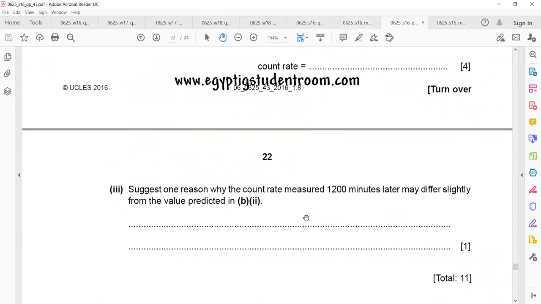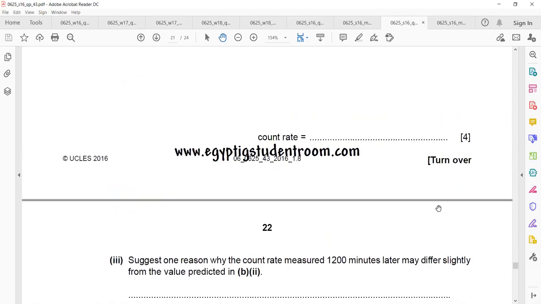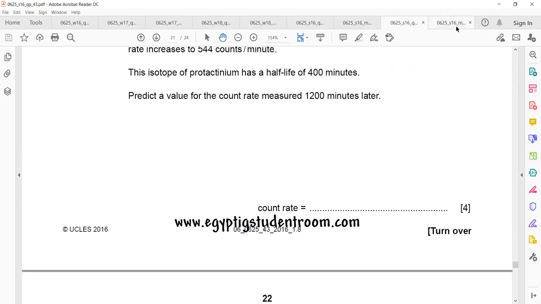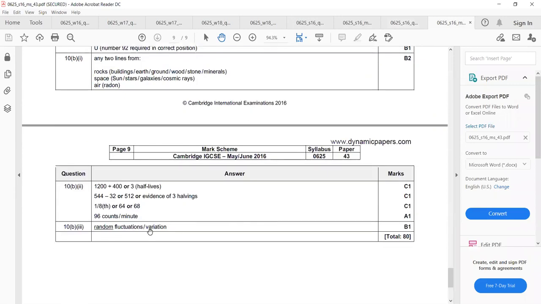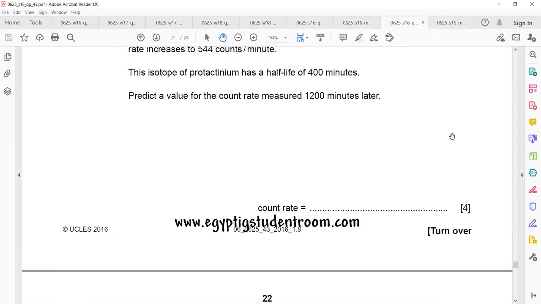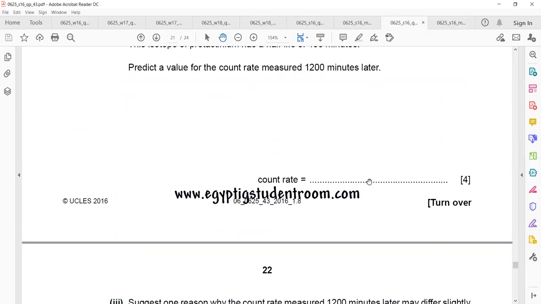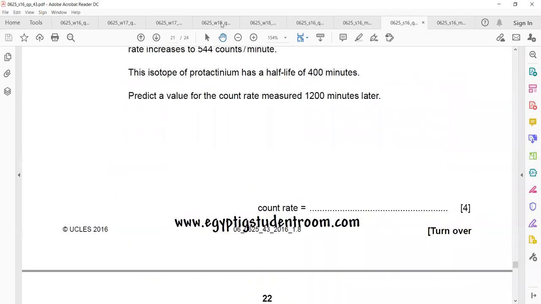Suggest one reason why the count rate measured at 1200 minutes may differ. Because these radiations are random, there is fluctuation in the radiation. That's why it will continuously change. You predicted that you should get 96 radiations, but maybe after 1200 minutes you are getting 97 or 100 radiations, because it's a random process and there is fluctuation. That's why you may not get an exact number.